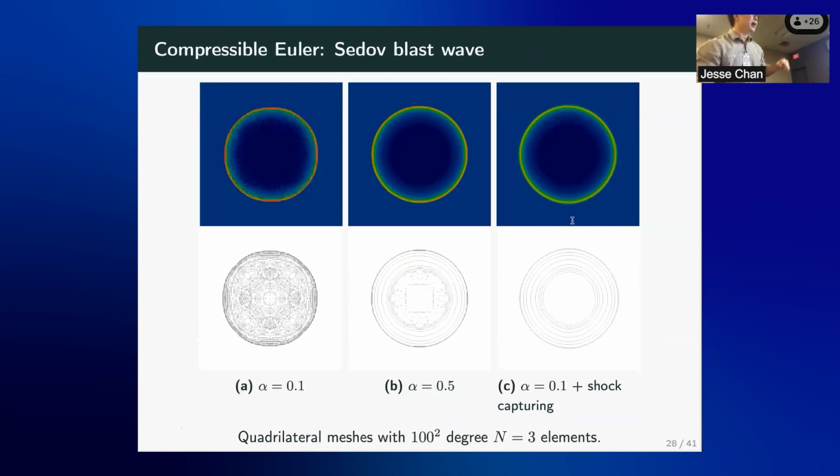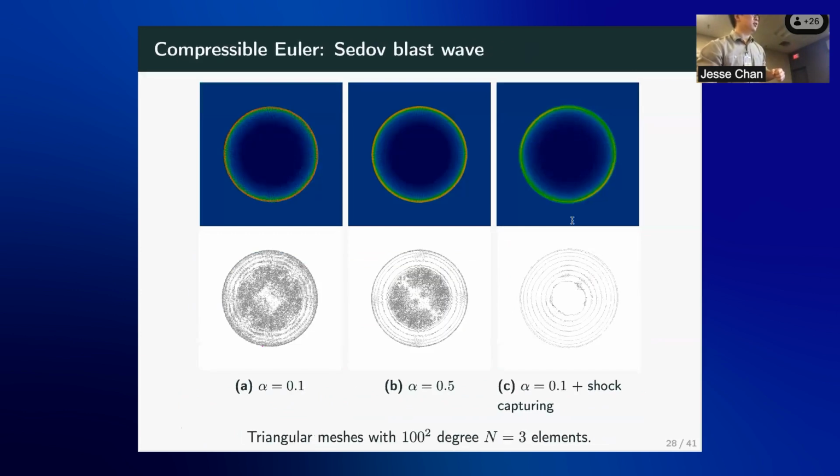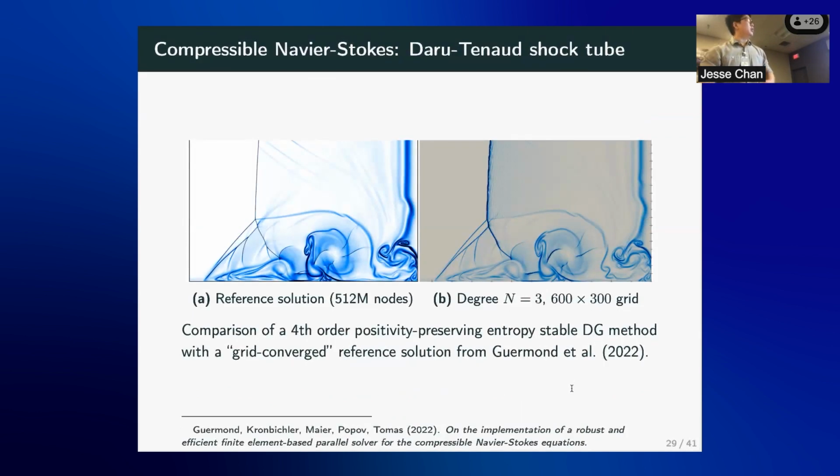We can do the Sedov blast wave. I'm going to skip over this because I think this is relatively straightforward. We can also add a little bit of shock capturing using this just by varying our blending coefficient. And I'm going to try and talk a little bit more about the compressible Navier-Stokes Daru-Tenaud shock tube. So this was interesting to us because the folks at A&M constantly talk about this problem because it's a little bit questionable what exactly the reference solution should look like in the literature.